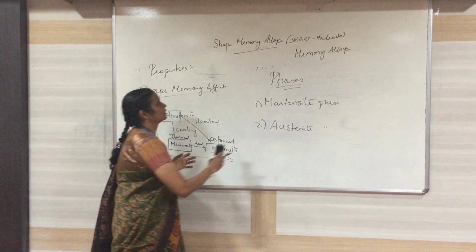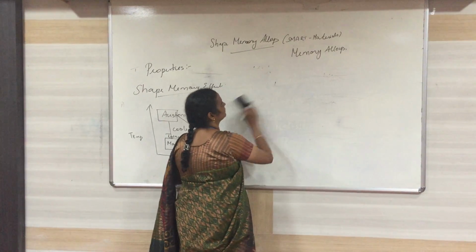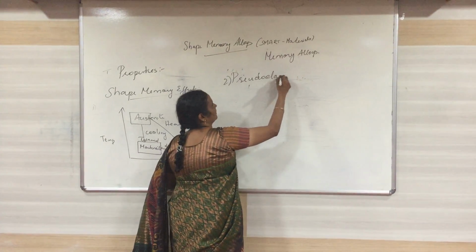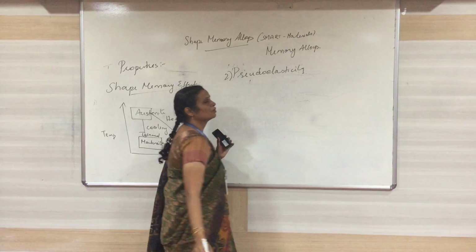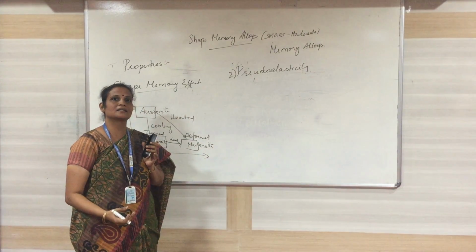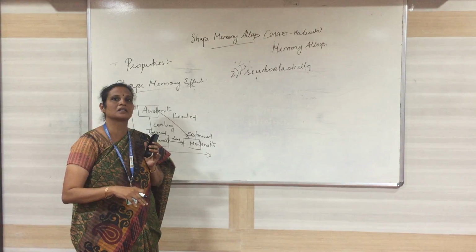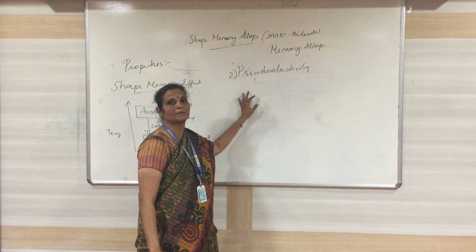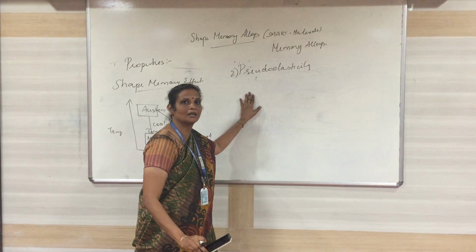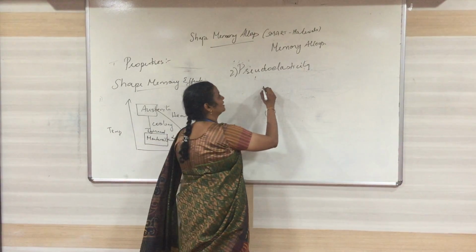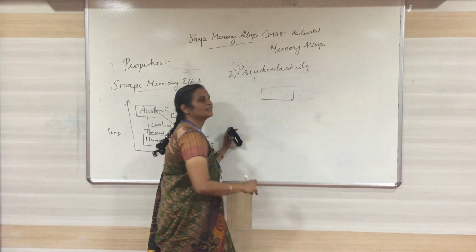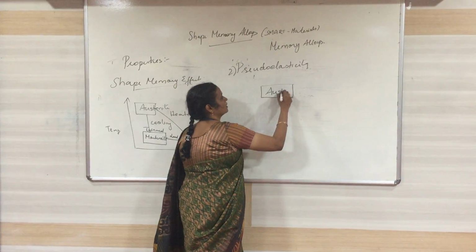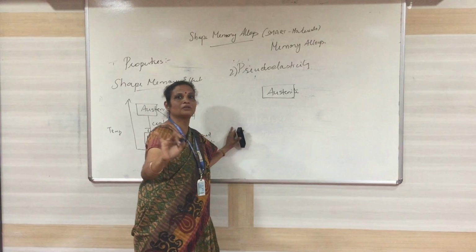The next property that we are going to see is known as pseudo-elasticity. Pseudo means false, as all of you know. Elasticity means a material regains its shape when you remove the load. So what is pseudo-elasticity in shape memory alloys? If you take a shape memory alloy, initially you have to heat it. When you heat it, it gets transformed into the austenite stage.